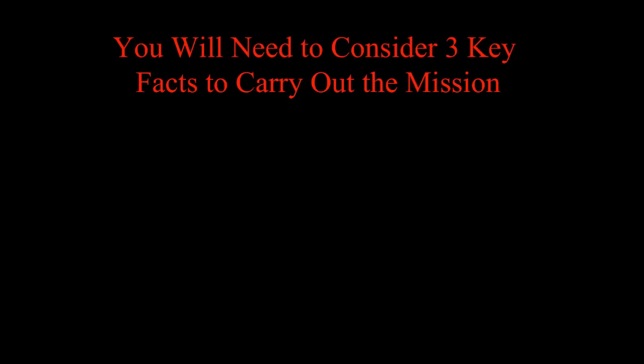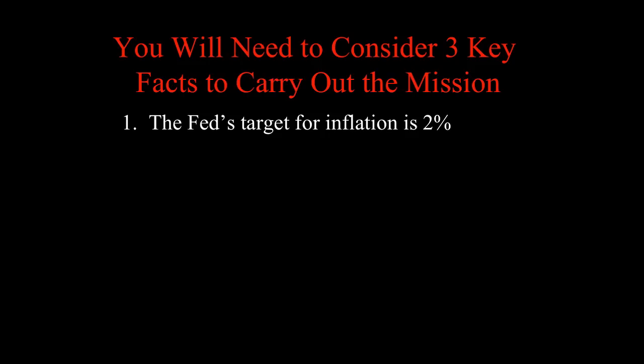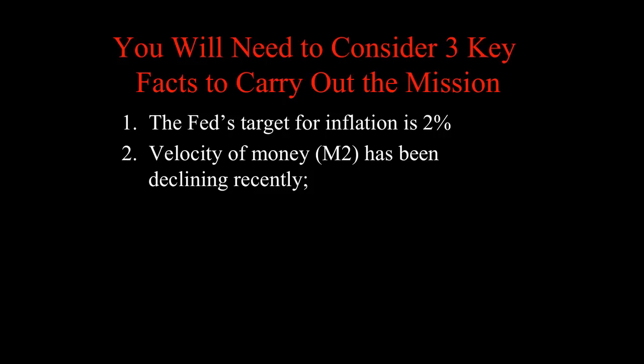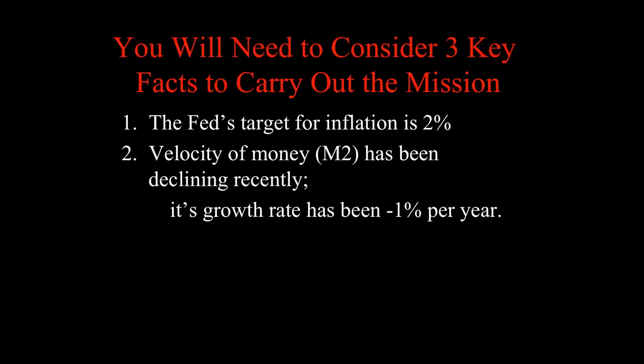You also need to consider 3 key facts to carry out this mission. The first fact is the Federal Reserve, the Fed's target for inflation, is 2% per year. They want to have the inflation rate equal to about 2% per year into the future. Second, the velocity of money, at least measured with respect to the M2 measure, has been declining recently. Velocity has been declining. In fact, its growth rate has been negative 1% per year recently.